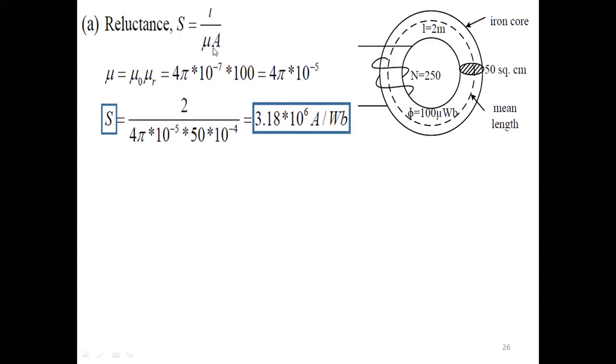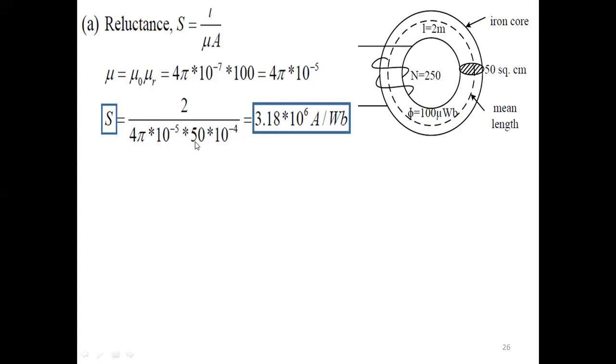L divided by mu A. So you can calculate that one. Mu equal to mu naught mu r. Mu r is already given. Mu naught equal to 4 pi into 10 to the power of minus 7 into mu r, which is 100. So 4 pi into 10 to the power of minus 5, because this 100 is nothing but 10 to the power of plus 2, and minus 7 plus 2 leaves minus 5. So mu is nothing but 4 pi into 10 to the power of minus 5.